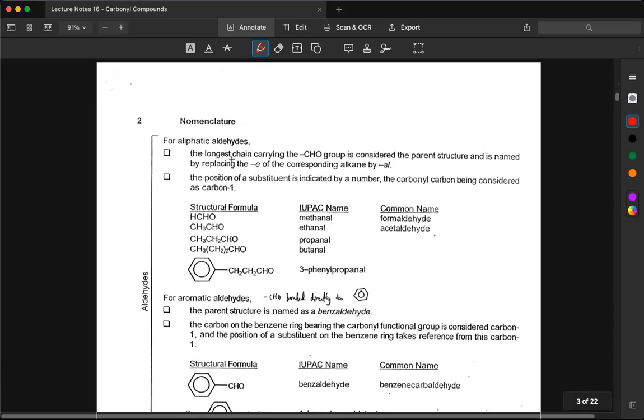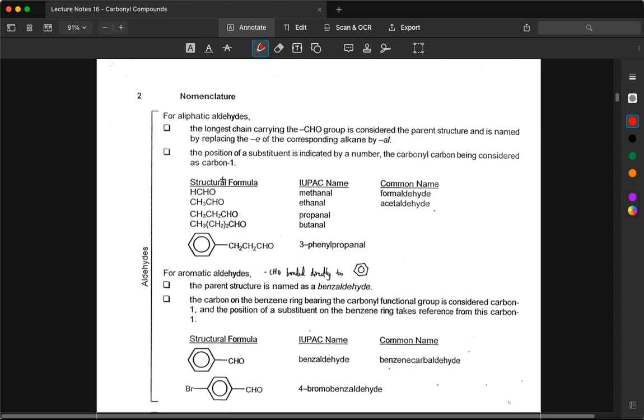For aliphatic aldehyde, the longest chain carrying the CHO group is the parent structure and is named by replacing the E of the corresponding alkane by AL. The position of the substituent is indicated by a number. The carbonyl carbon is considered carbon-1.